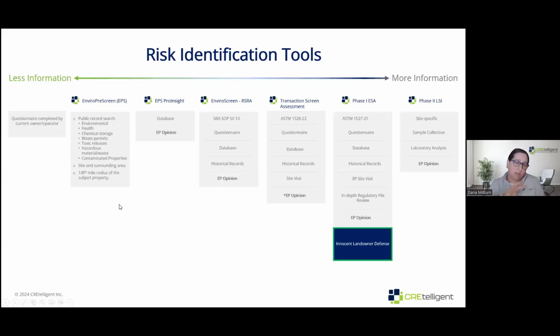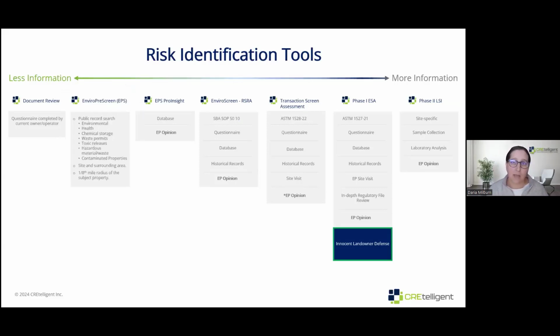So to put it into CREtelligent vernacular, this is the same slide, but with the CREtelligent products that correlate on top. The one that you see that doesn't have a corresponding CREtelligent product is the questionnaire. And that's because that's something that's usually completed by an owner or an operator. So it isn't something that CREtelligent necessarily fills out, although we could cover it through a document review if you're having difficulty understanding what the responses mean, or if you're concerned about what a response means.